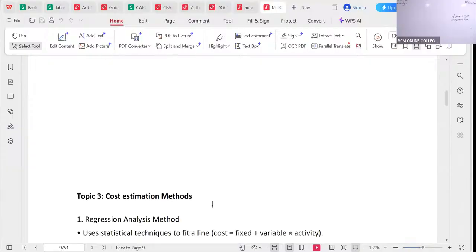So cost estimation techniques. If you look at your syllabus, at the end of the day, if you remember very well, we said a management accountant is a cost accountant. First of all, our duty is to ascertain. The major duty is cost ascertainment, because there are so many companies outside here that are selling things just haphazardly.